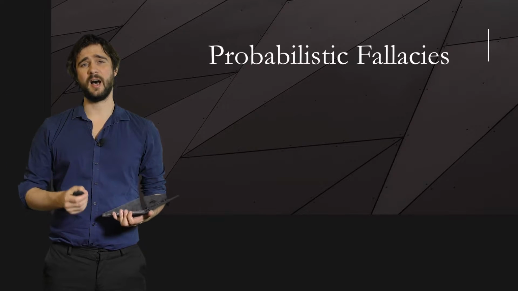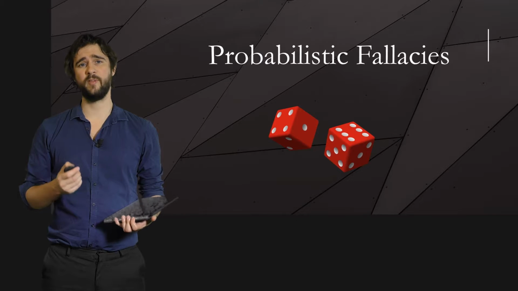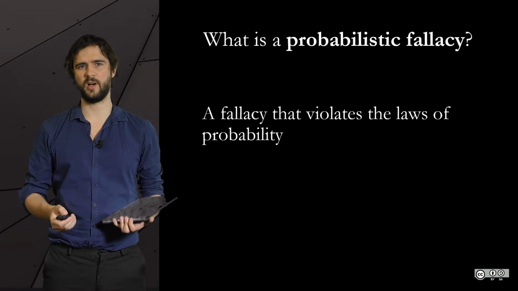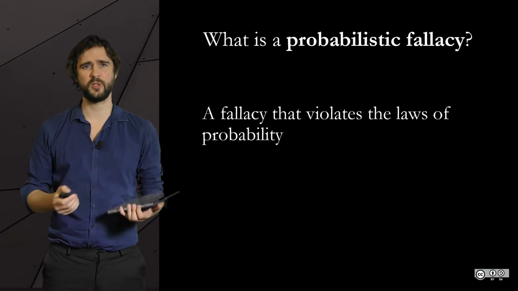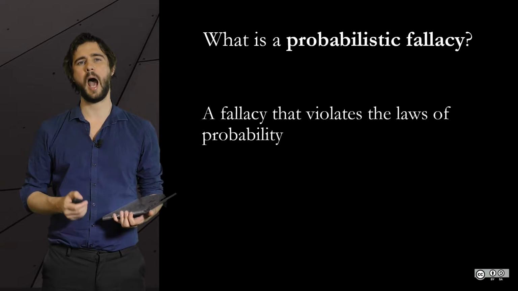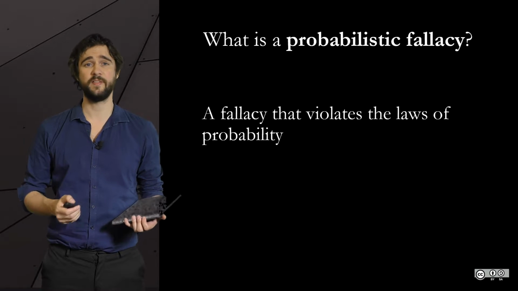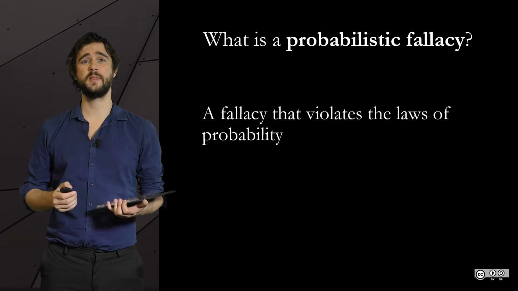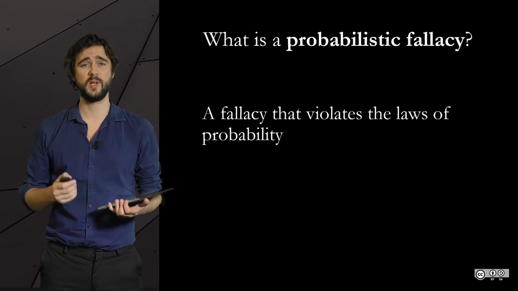Probabilistic fallacies are formal fallacies because they involve reasoning which violates the formal rules of probability theory. Having a basic knowledge of probabilities will surely help you spot such fallacies. However, common sense can be enough to identify some of the most obvious ones. In this video, we'll evoke two examples.